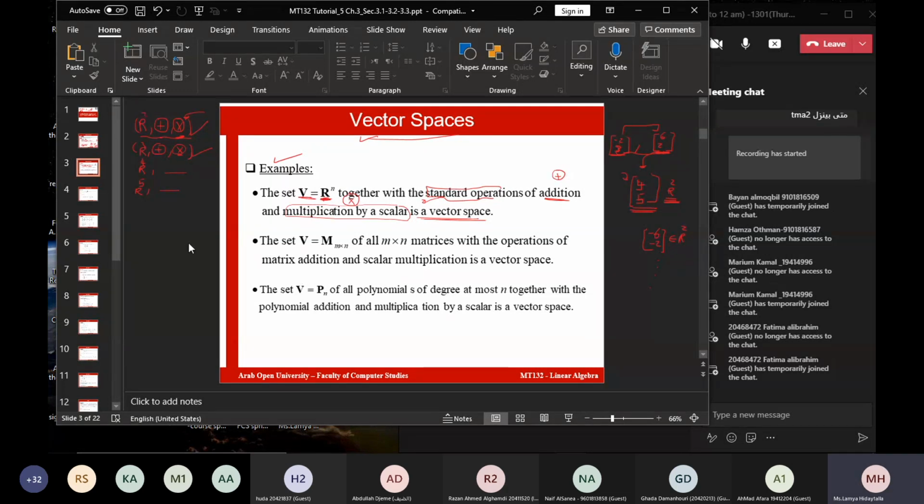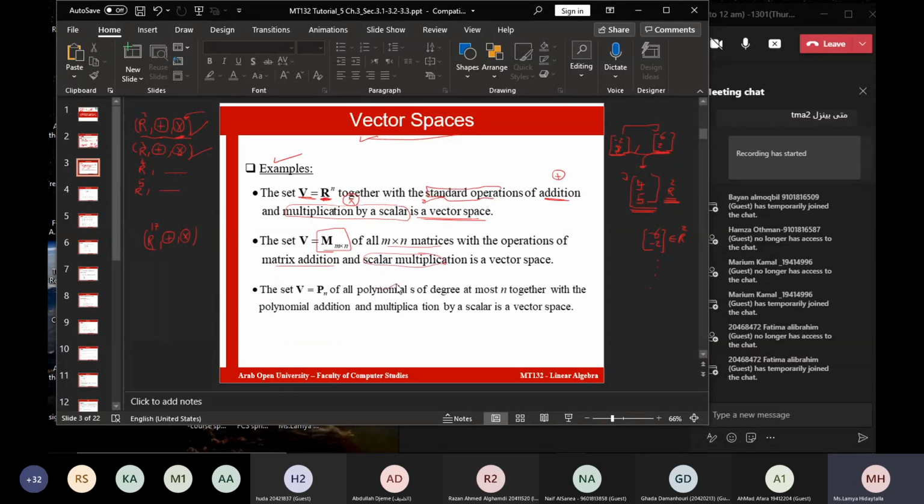R3 as well with the standard way of adding, it is R4, R5, R17, okay, with the standard way of adding vectors and scalar multiplication also is a vector space, and so on. Clear? And the same for the matrices. The set of m times m matrices, with the operation matrix addition and not matrix multiplication, no, scalar multiplication. Also the 10 conditions will be satisfied.